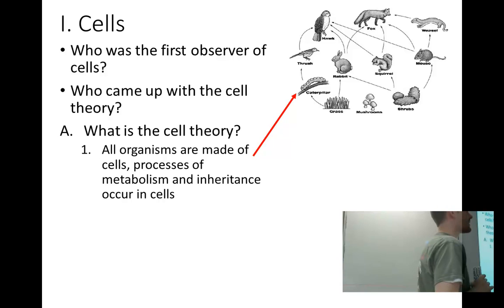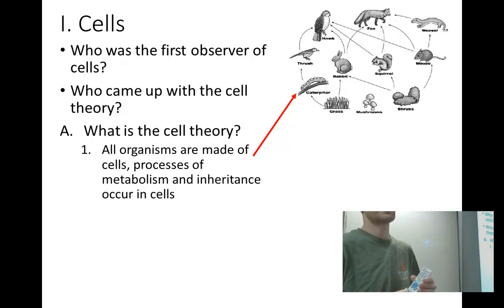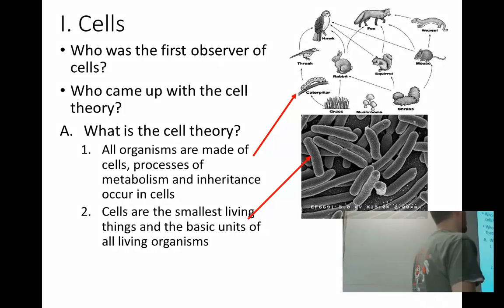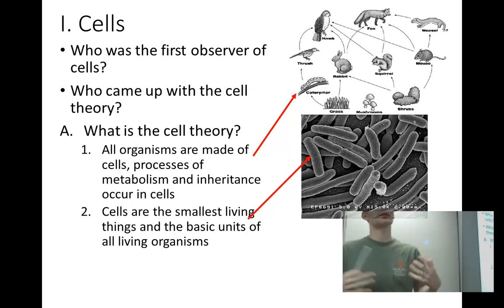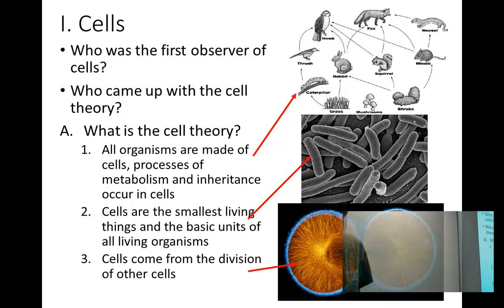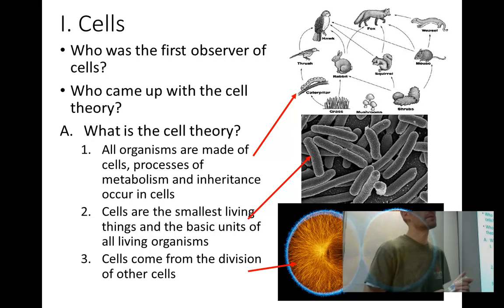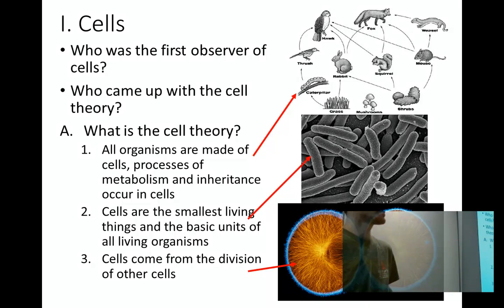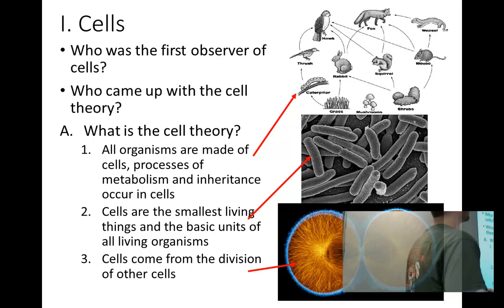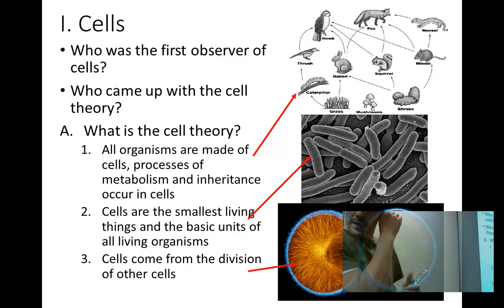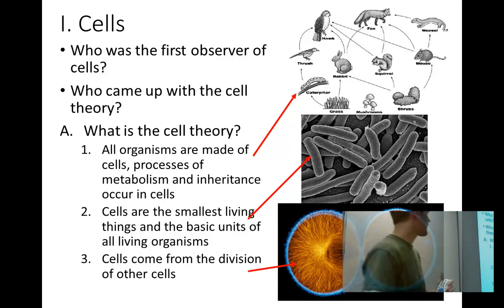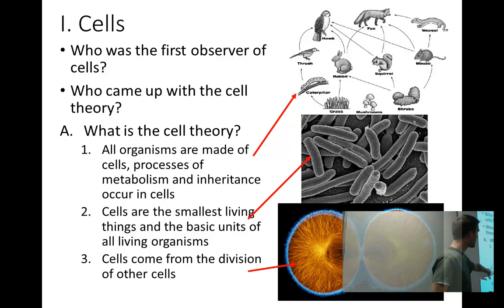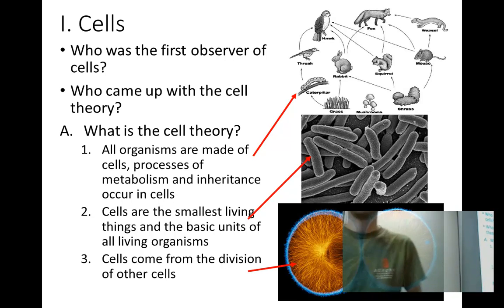All organisms are made of cells. That's how we define what an organism is: it has cells. And cells go through processes of metabolism. They inherit DNA from other cells. The smallest living things are cells, single-celled organisms. Bacteria are these single-celled organisms. And then the last one, cells come from the division of other cells. Okay, so those are your 3 parts of cell theory. This is a theory developed by Schleiden and Schwann. And I think we did 1 and 3 before. We're adding that second one in there as well.